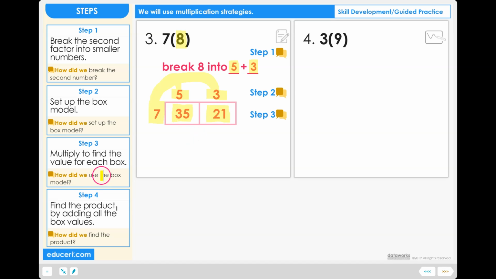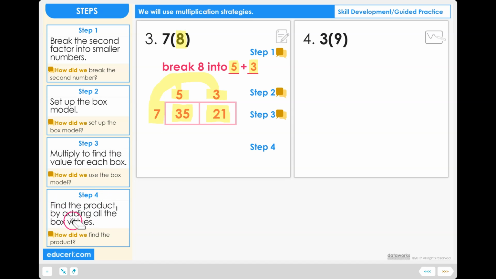How did we use the box model? And think about distributing or sending the multiplication of 7 to both of these values. I'll give you a moment to think of your explanation. We used the box model to organize the multiplication of 7 times 5, which equaled 35, and 7 times 3, which equals 21.